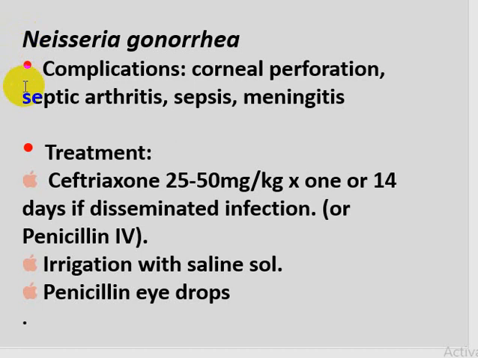In systemic treatment, we use ceftriaxone, a third generation cephalosporin, 25 to 50 milligram per kg once per day. The course is 14 days, especially if signs of systemic manifestations are present. Sometimes we can use penicillin intravenously. Of course, we need irrigation of the eye with saline solution, and local eye drops, penicillin eye drops.